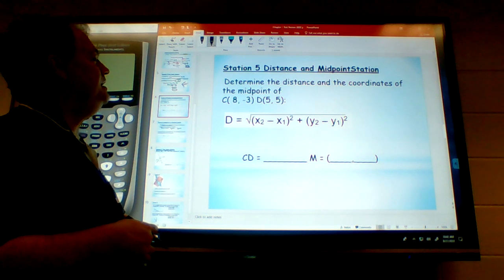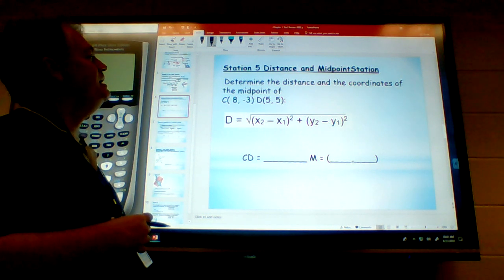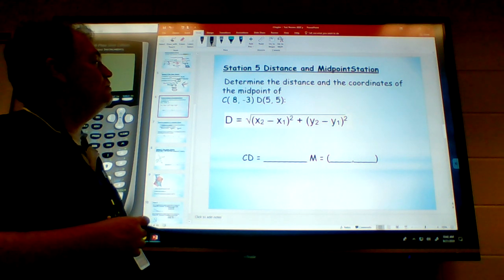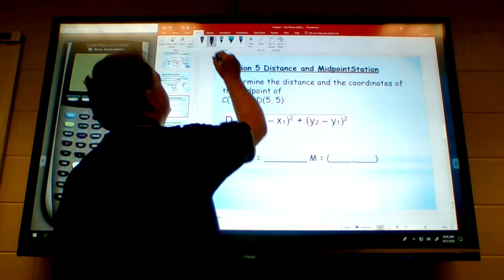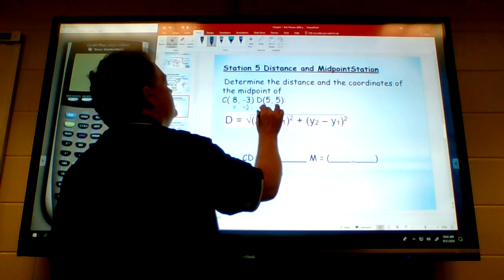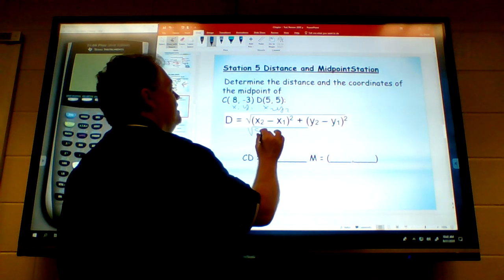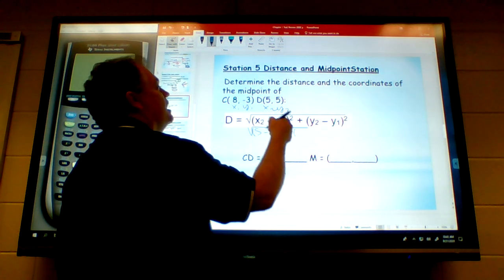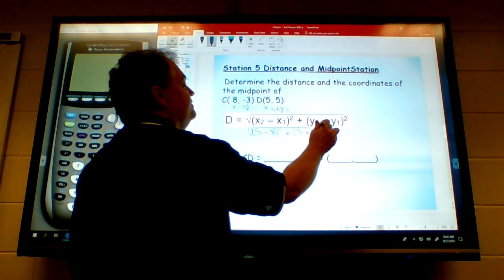All right. Now, there are two parts to this here. It says determine the distance and the coordinates of the midpoint of CD, where C has a coordinate of 8, -3, and D has a coordinate of 5, 5. So let's just simply plug in our numbers. This right here is x1, y1, x2, y2. So here I have square root of 5 minus 8 squared plus 5 minus -3. All right, remember, minus negative makes it plus positive, and that's squared.